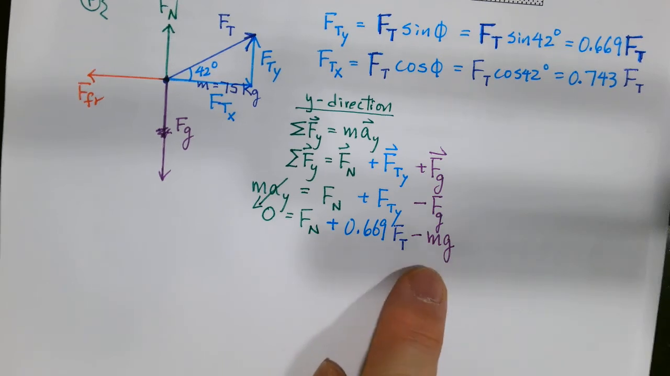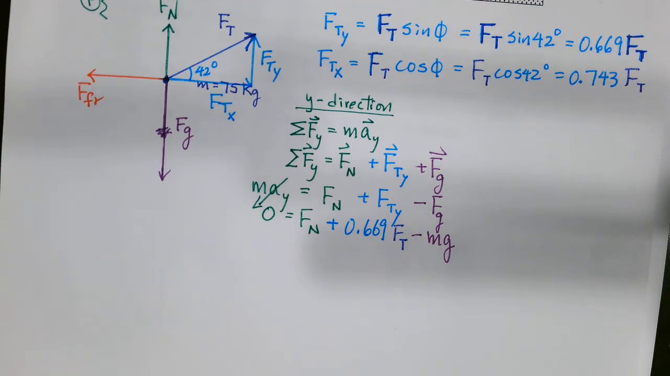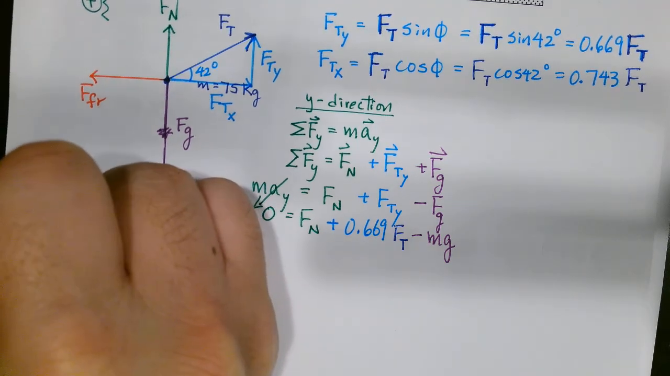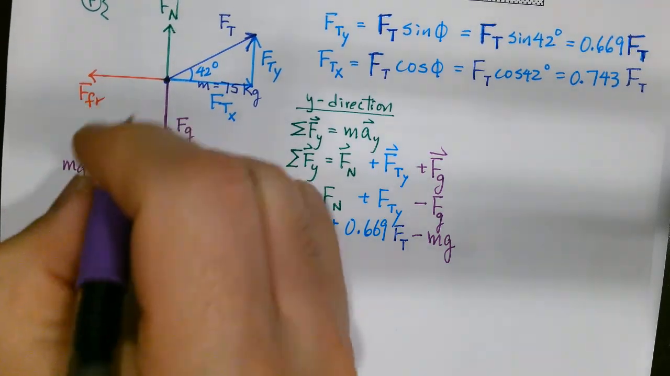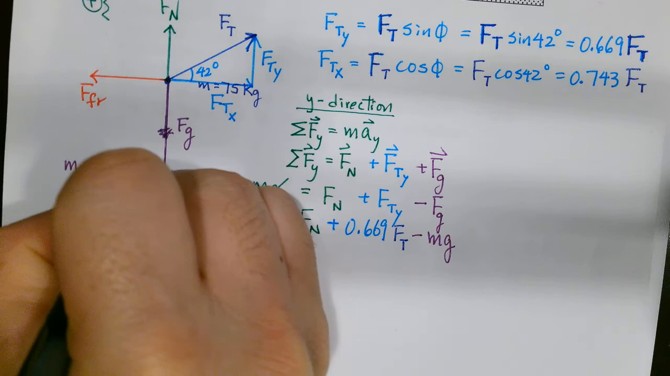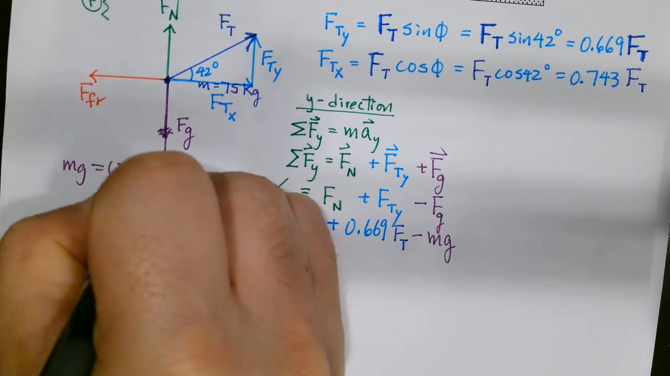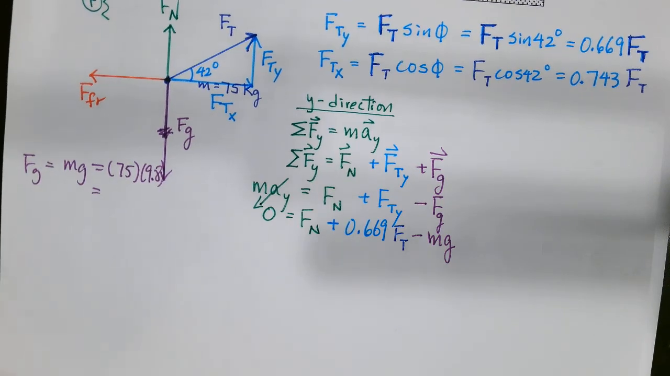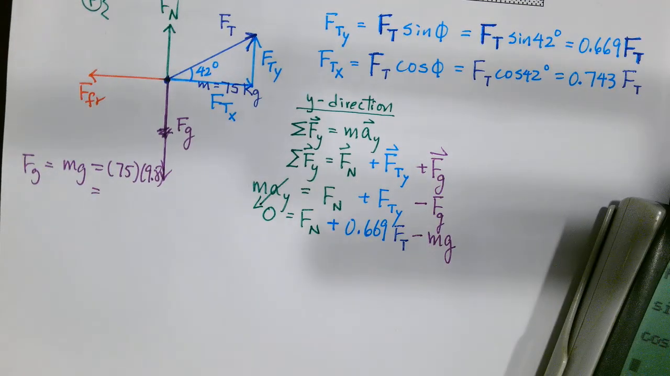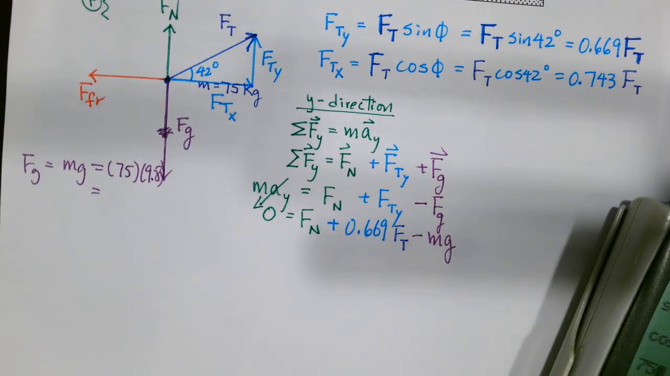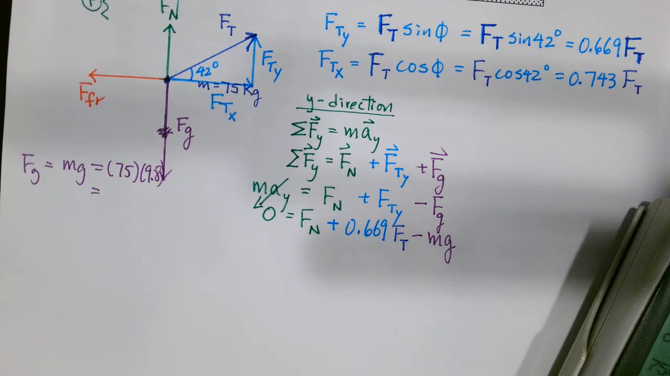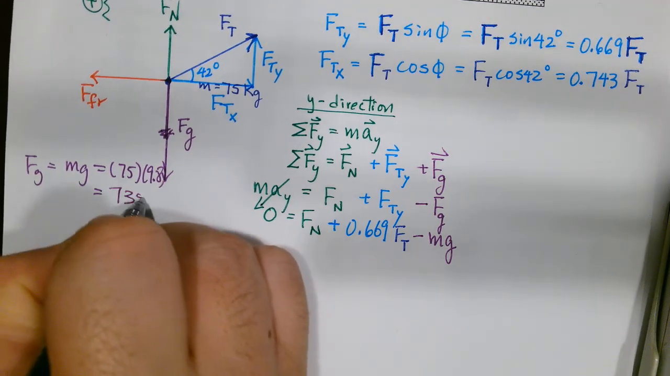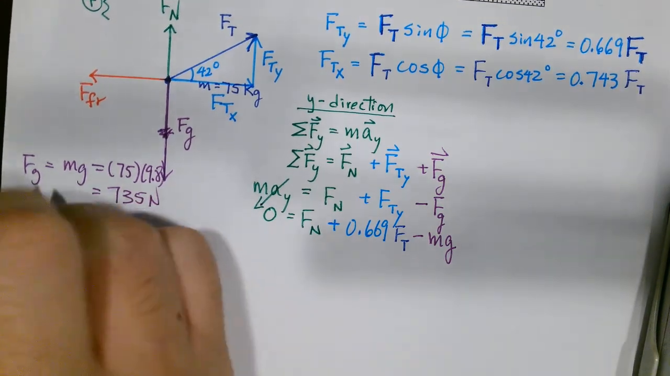So what is this mg? Well, mg is equal to 75 times 9.8. That is my Fg. So what is my m times g? I get 735 newtons. That's my Fg.